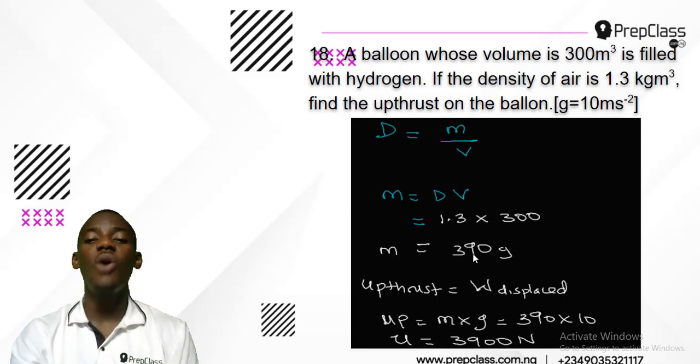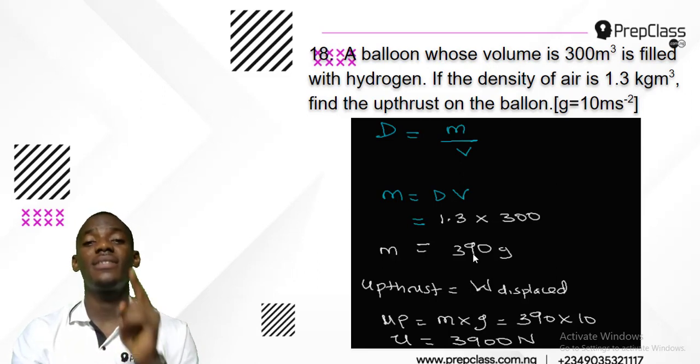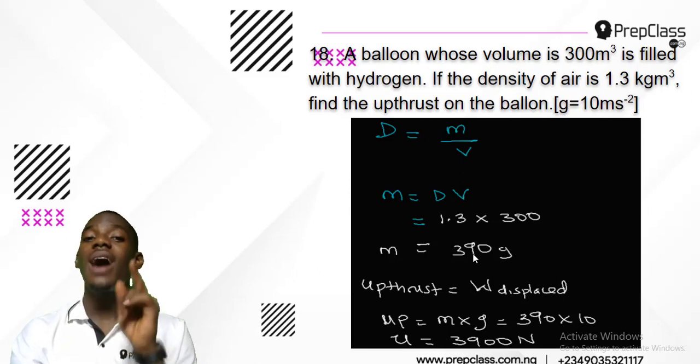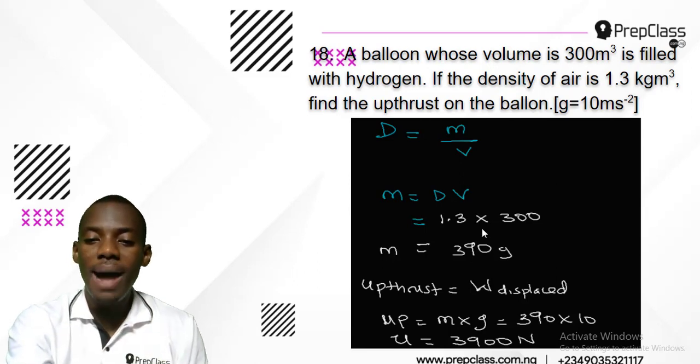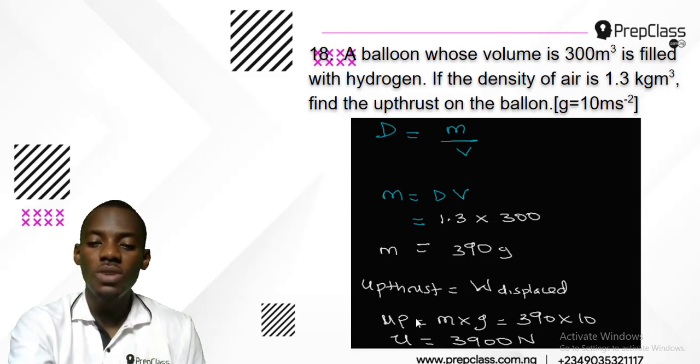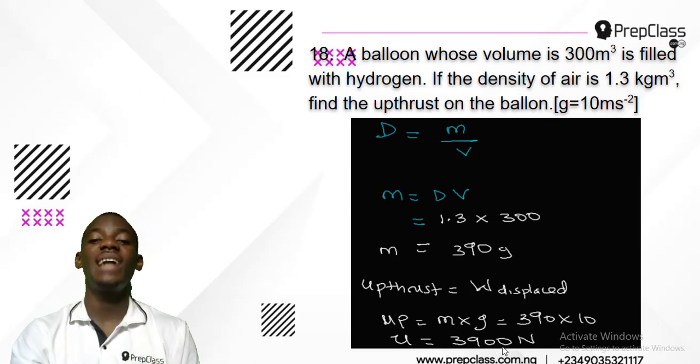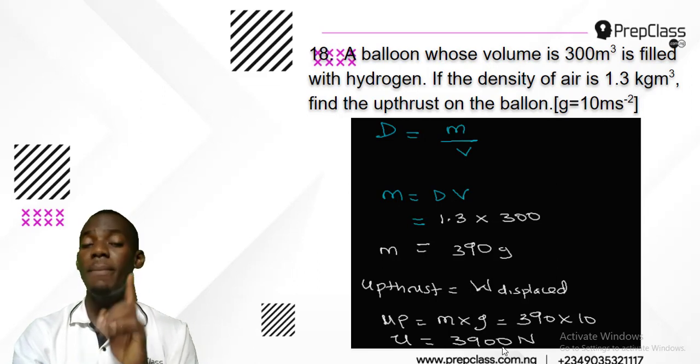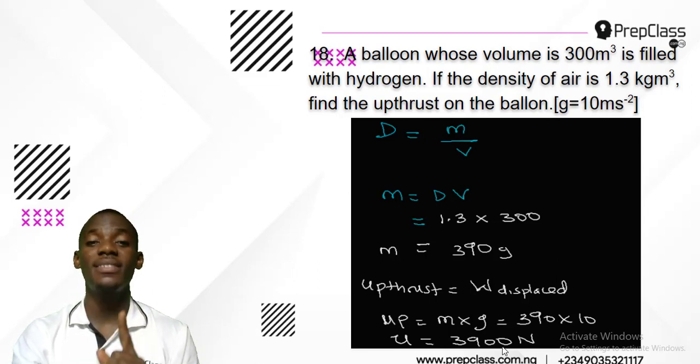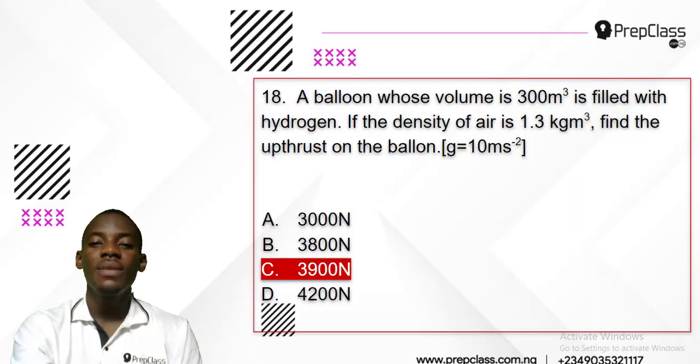But up thrust is the upward force, and you know that any force is mass times acceleration due to gravity. The mass here is 390, so my up thrust becomes mass times g, which is 390 times 10, and that becomes 3,900 Newton. That is the end of finding up thrust. Remember, I came from the density formula to find the mass and multiplied it by g, the acceleration due to gravity, which is 10, and I got my force, which is my up thrust. So that's number 18. The answer is C.